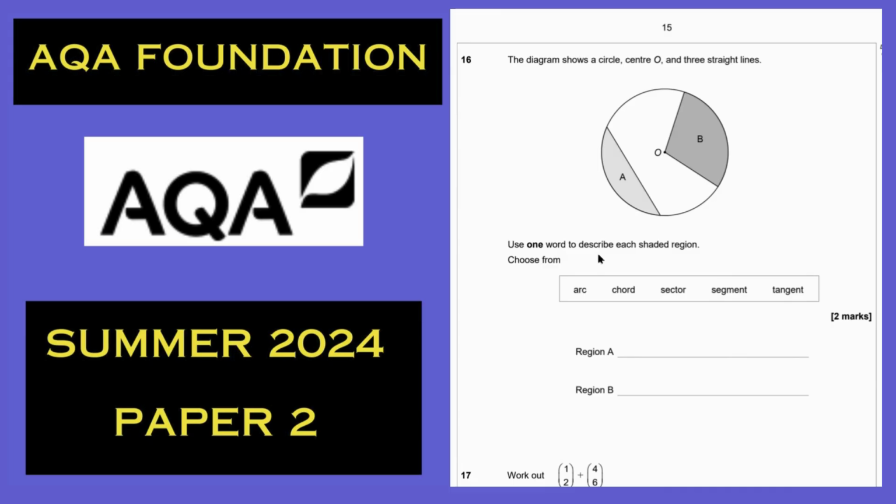Number 16, knowledge of your parts of circles. If you know your stuff, you'll know that tangent is a straight line, chord is a straight line, and arc is a curved line. So it's down to a 50-50. You've got to remember that sector is what you search in. If you were stood at O, shining a torch, that's the range of what you search in sectors. So B is a sector.